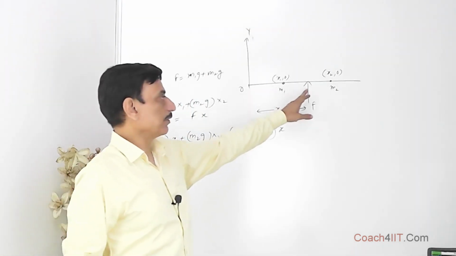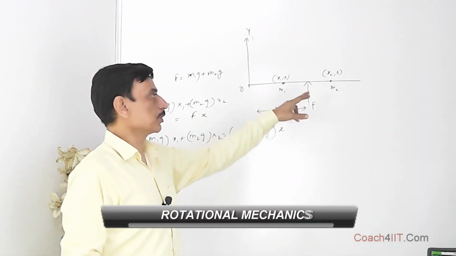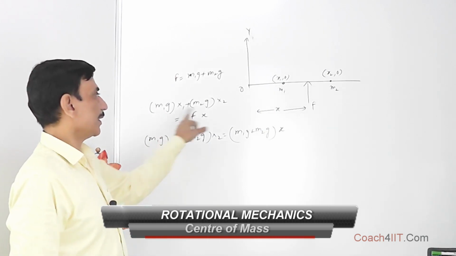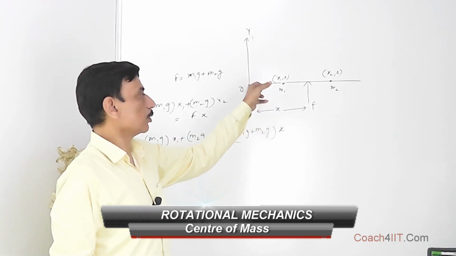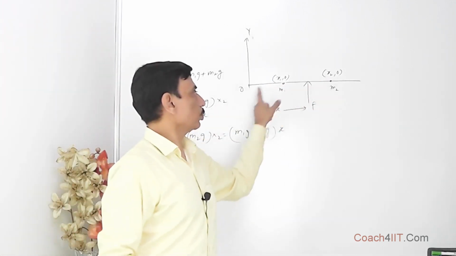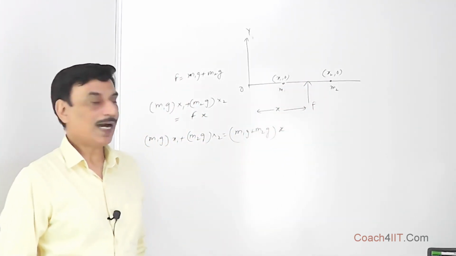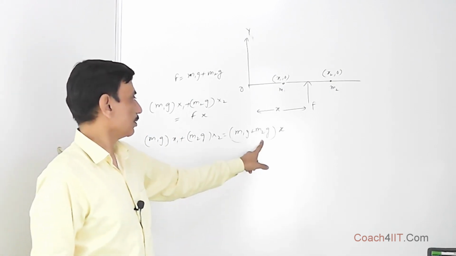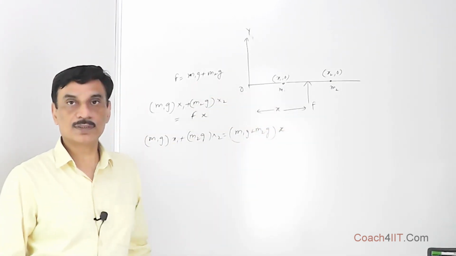Using this, we had found the center of gravity by equating clockwise moments to anti-clockwise moments. We had said that it is m1g into x1. If we take the torque about the z-axis, m1g into x1 plus m2g into x2 is equal to F into x. And from there, we made this equation, because F is also equal to m1g plus m2g.